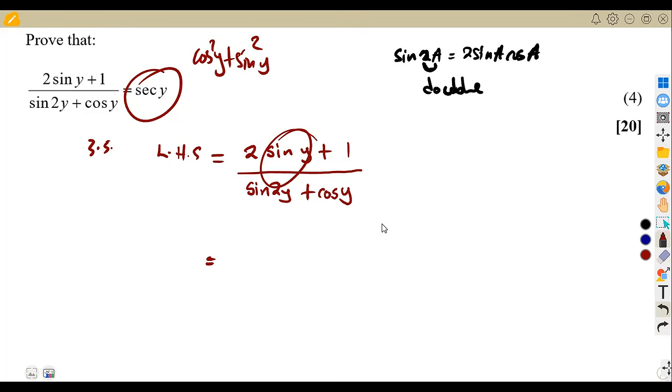Here there is sine y. So we are going to have a lot of complications there. So let us just leave it like that. Let's work from the second part. So the numerator, just rewrite as it is: 2 sine of y in this case plus 1.